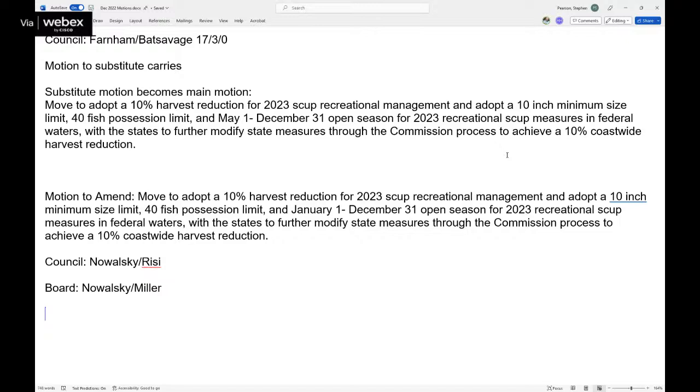But I think you need the year-round industry, and I think you need to start separating the party boats off because we're not taking a majority of the fish.